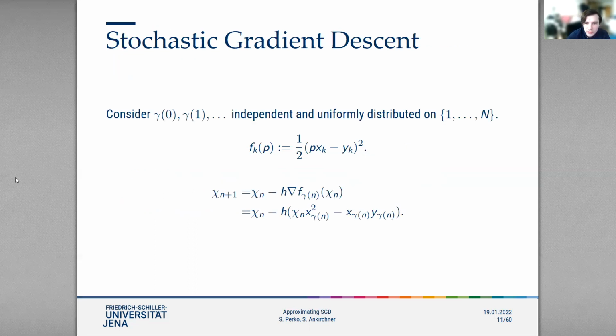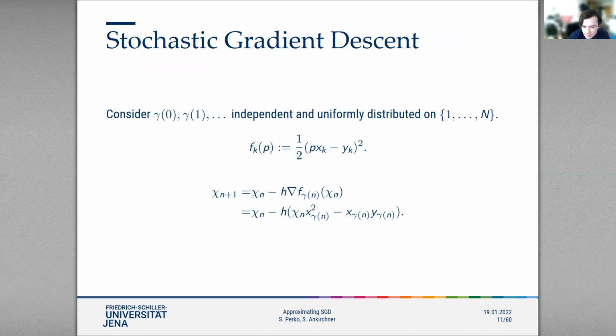But if you ever trained a machine learning model, for example, a deep neural network, then you probably have not used gradient descent, you used stochastic gradient descent. The difference here is we have a sequence gamma 0, gamma 1, and so on of independent and uniformly distributed random variables on the set of integers from 1 to capital N.